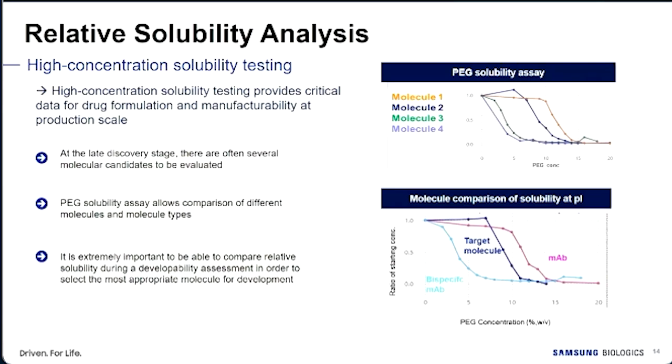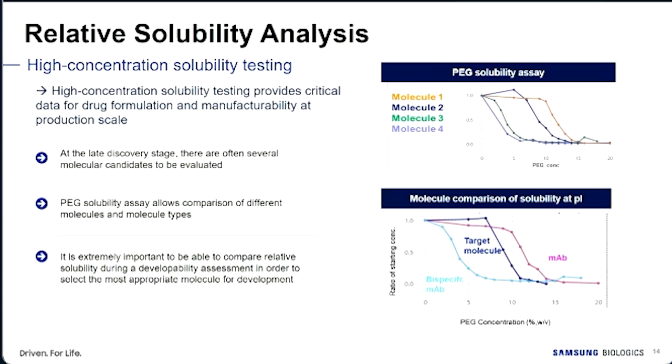At the lead candidate selection stage, there are several molecular candidates to be evaluated. This PEG solubility assay allows comparison between different molecules and molecular types, as shown in the upper graph. Also, this method can evaluate one target molecule's solubility through comparison with SBL internal database to understand the feasibility of the target concentration in the lower graph.